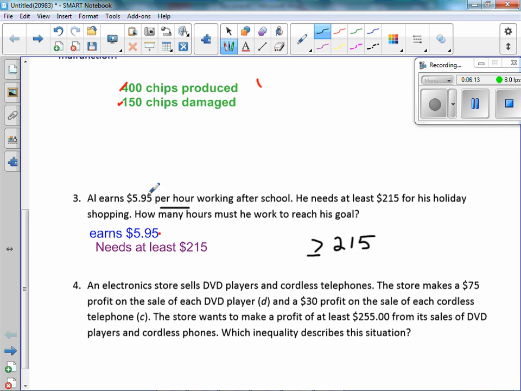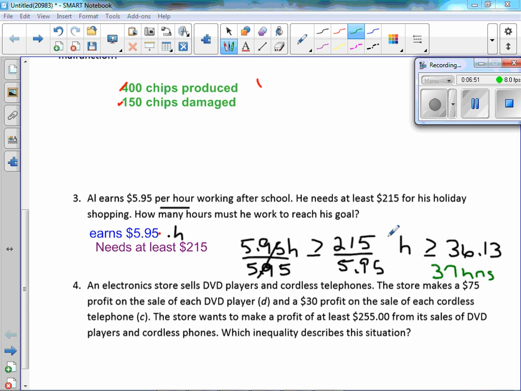It says he earns $5.95 an hour. So you can put that times H. So if you would write $5.95 an hour, this is our inequality. So we need to know exactly how many hours it would take to reach his goal if he made $5.95 an hour, and he's got to make more than $250.